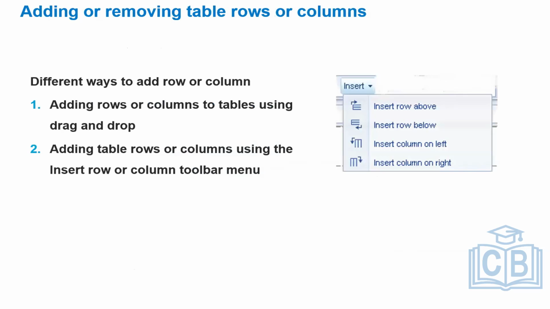Adding or removing tables, rows or columns. There are different ways to add rows or columns to a table using drag and drop. We can just add by dragging and dropping the object, or use the insert row or column toolbar. We have insert row above, insert row below, insert column on the left, and column on the right. We can add more rows and columns to use for some other logical requirement.